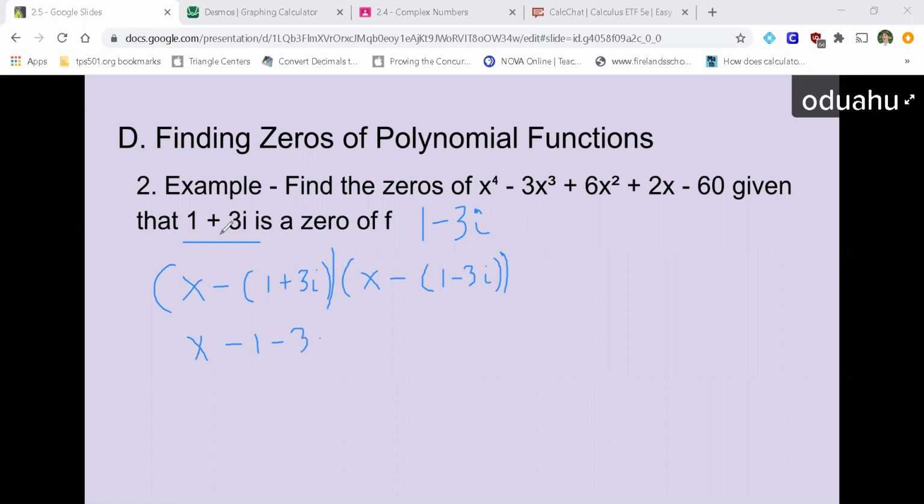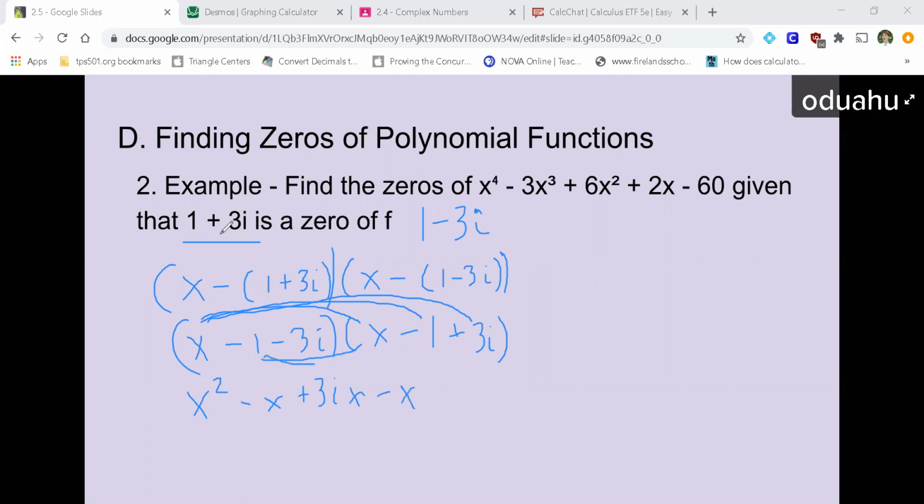If I multiply this out, get that. And then if I multiply it out further, x times x would be x squared. Negative x. Positive 3ix. Negative 1. Plus x. Or plus 1.